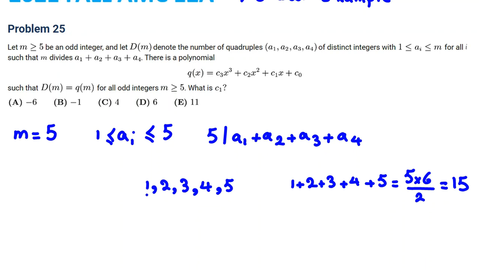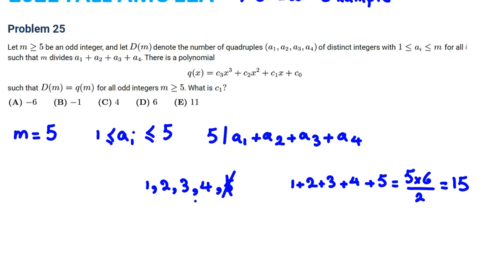Because the total is 15, if I remove 1, it is bad, because then the sum of the others will be 14. It should be a multiple of 5. So you should remove a multiple of 5. So a1, a2, a3, a4 should be 1, 2, 3, 4, and permutations of that.